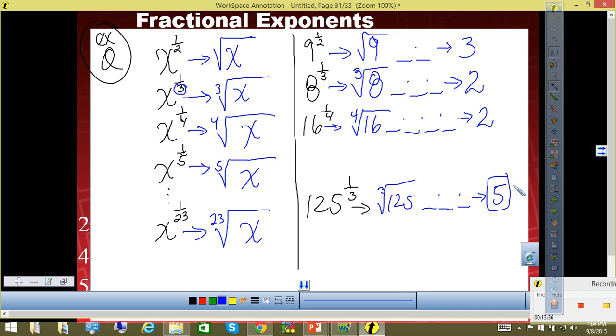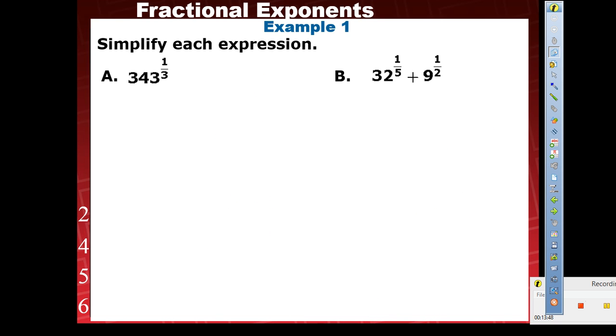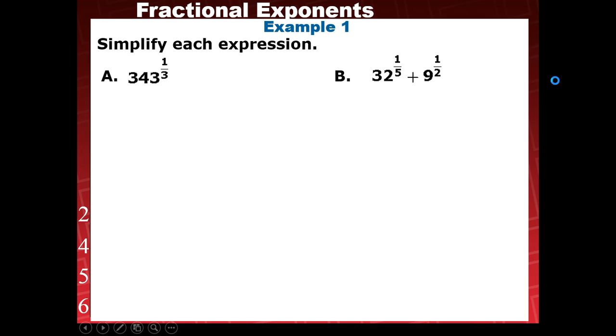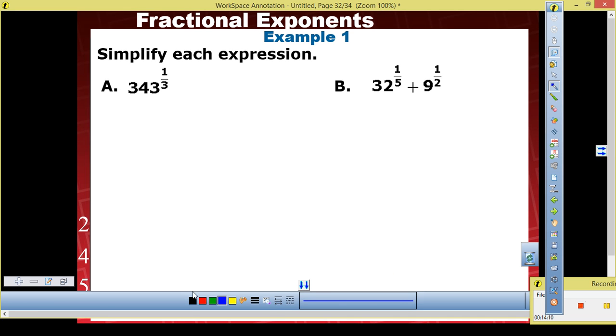Okay? So those are the basics, and let's do some practice. Let's apply it to numbers and see how we do with that. Here we go. Copy these, please. We've got example 1A and 1B. 1A says 343 to the 1/3, and B is 32 to the 1/5 plus 9 to the 1/2. We're going to do this one together, just to make sure that we got these.